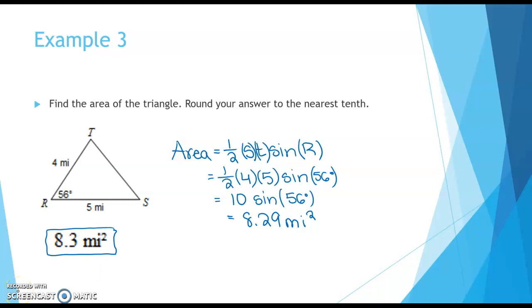Now, if we don't have side, side, side, or side, angle, side, keep in mind you can use your law of sines or your law of cosines to find a missing side or a missing angle, so that way you can go ahead and find the area of the triangle.